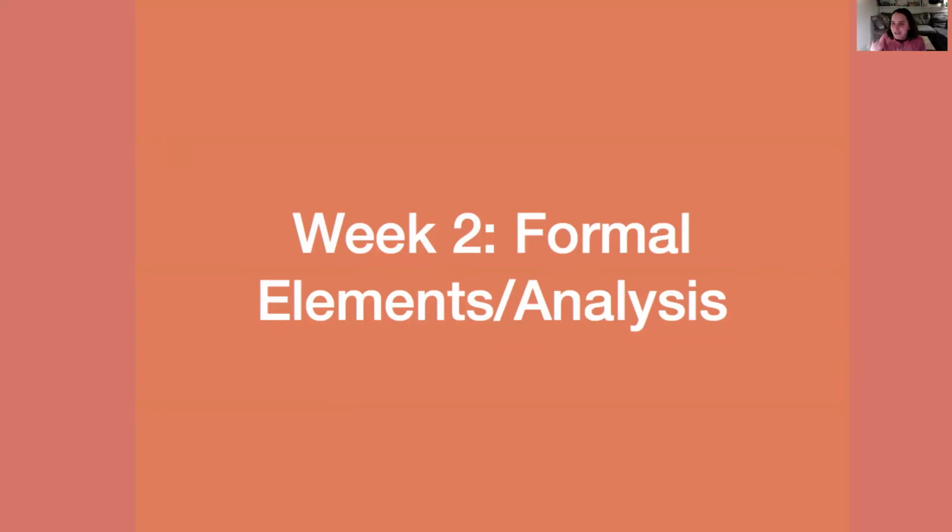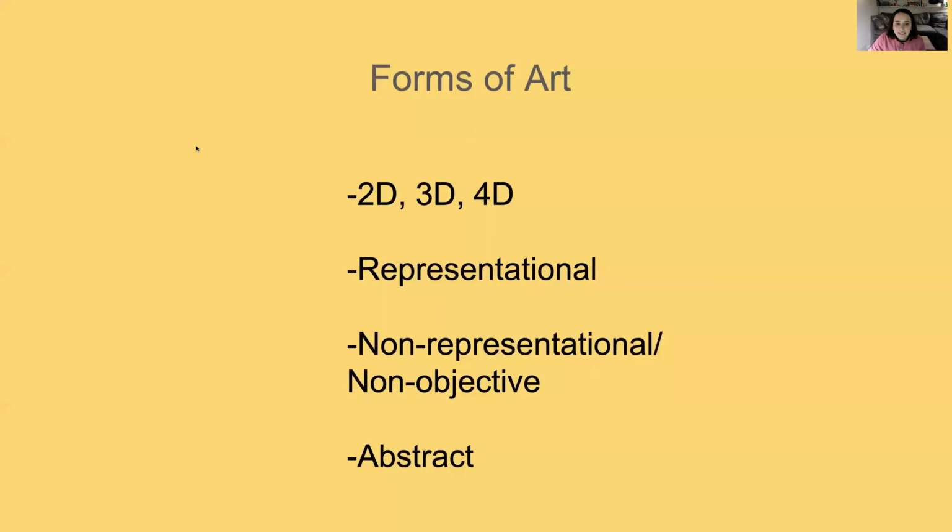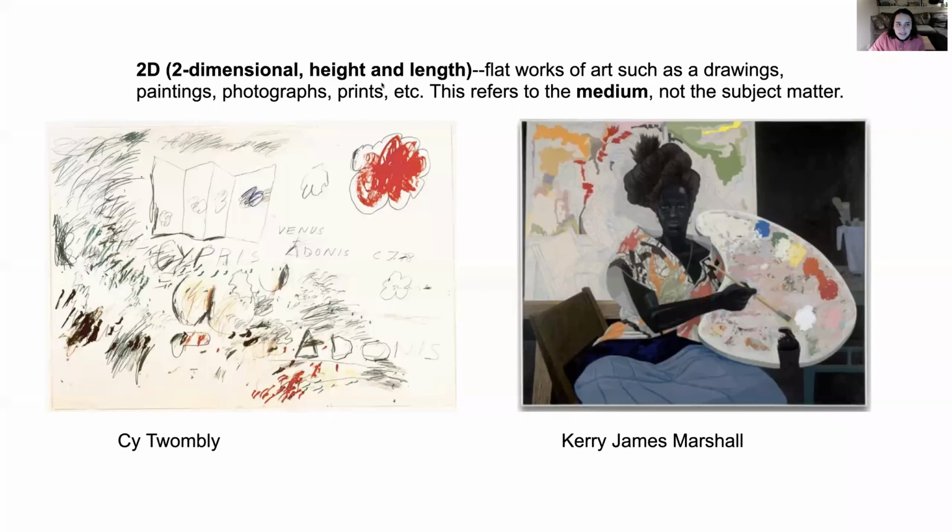So now getting into a couple of elements here. And actually, right before that, I'm going to go through a couple more definitions to share with you. So 2D, 3D, 4D, something to just think about as you approach a work. 2D refers to 2 dimensions. The 2 dimensions we're talking about are height and length. So anything that's flat, a drawing, a painting. Again, this refers to the medium and not the subject matter.